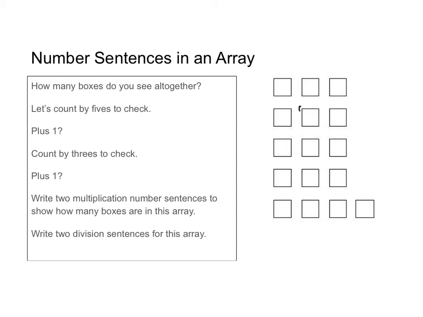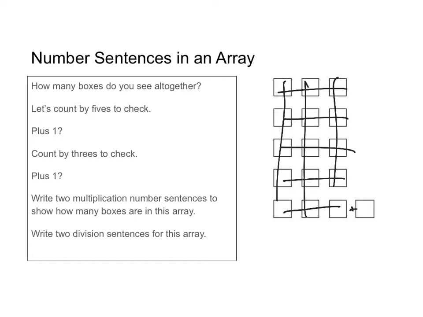All right, I want you to look at this. How many boxes do you see here? If you look, we can go 3, 6, 9, 12, 15, plus 1 more. Okay, so we have 16. So if we count by 5s, we can say 5, 10, 15, plus 1 is 16. So we've got that right there.